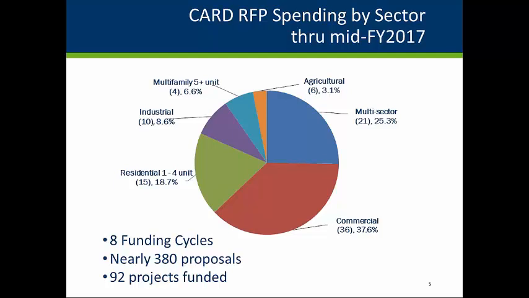Since the legislation was enacted, the CARD program has had 8 funding cycles with 22 RFPs posted, received nearly 380 proposals, and funded 92 research projects, representing over $21 million in research dollars. And as you can see by the pie chart here, projects funded to date have been in all building sectors.